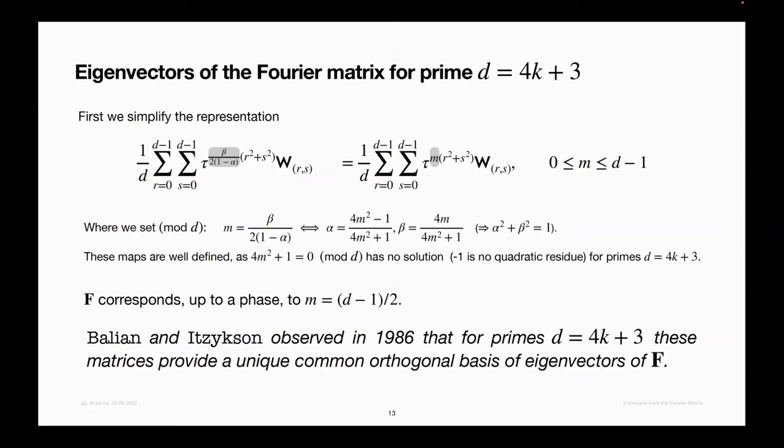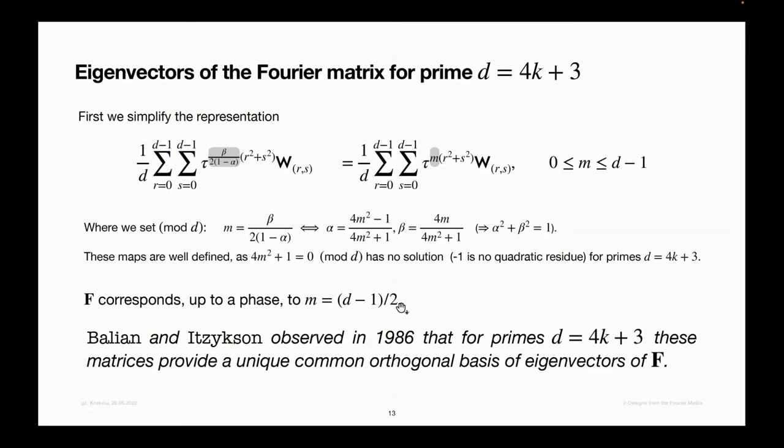And now Balian and Itzykson in 1986, working at CERN at this time on lattice theories and quantum field theory actually, stumbled upon these things. They observed already in 1986 that when you take this kind of matrices, they provide a unique common orthogonal basis of eigenvectors of the Fourier matrix. The Fourier matrix, by the way, is an element of this group, as I said before, and it corresponds to m equals D minus one over two.